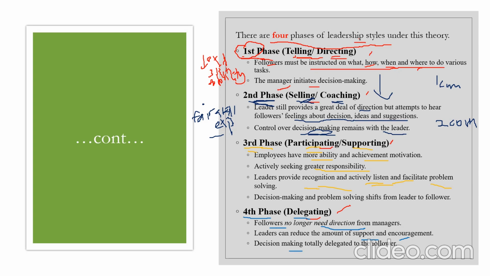And what about decision making? It is totally delegated to the followers. So decision making now is made by the employees, not the leader anymore. Okay, so employees are at this phase. Leader ni let the employees perform their job independently. The leader does not have to monitor the employees anymore because the leader trusts the employees to complete the job, because they are senior employees.